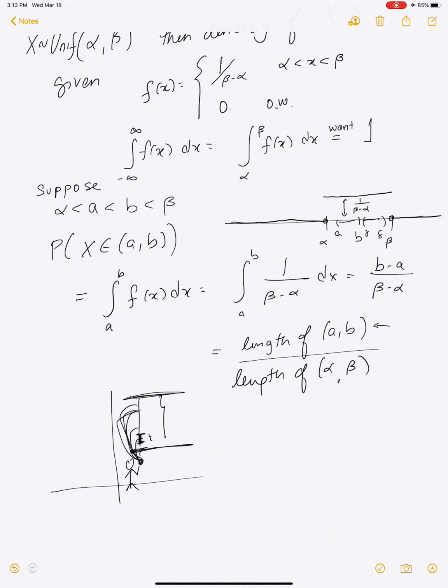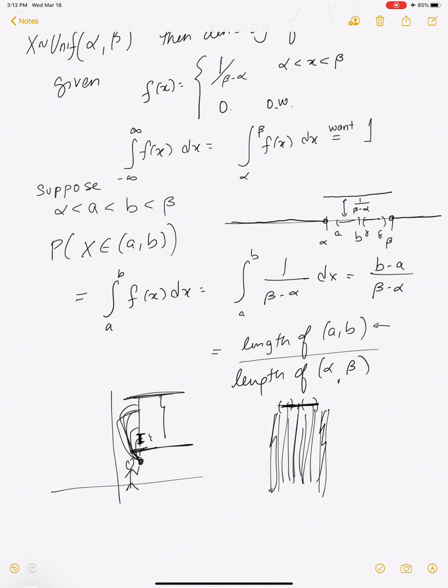Or you could think of bowling. Say you're bowling and you're a little kid and the gutters are blocked off, and you're just so bad or just so uniform that the ball could be anywhere in there. Then if you pick any interval, what's the probability that the ball ends up there, it would just depend on the length of the interval.